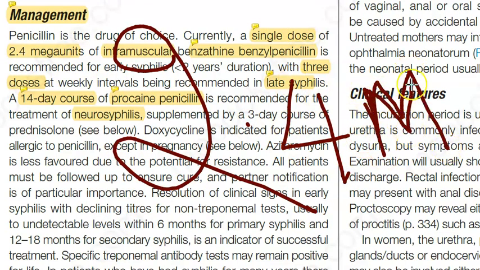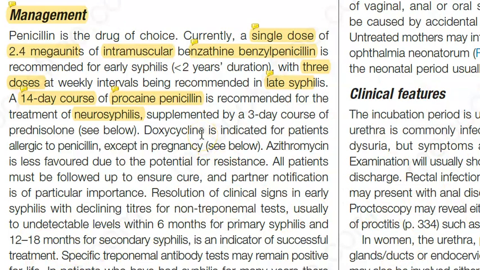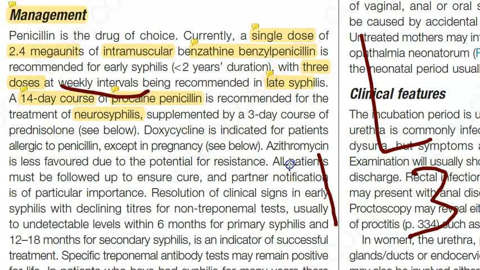Mega is capital M, right? Mega units. You will give a single dose of 2.4 mega units of what? Benzathine penicillin. You have to give IM, okay, intramuscular you have to give. For early syphilis or any type of syphilis, actually this will help. For late syphilis, you will give the same thing, 3 doses. Okay, for late, you will give 3 doses of the same thing, in 1 week interval. See, this is weekly interval, 3 doses.